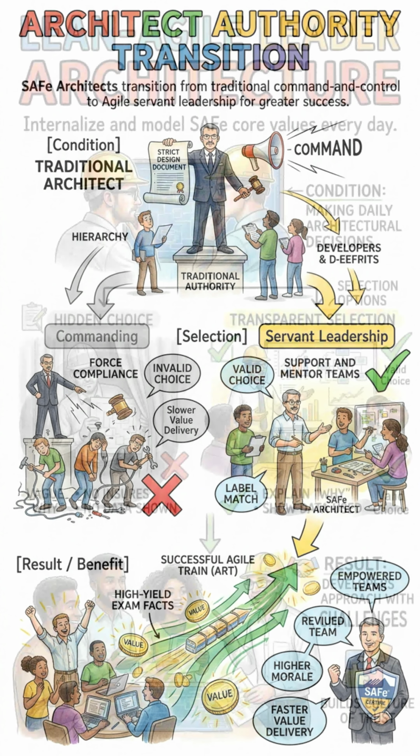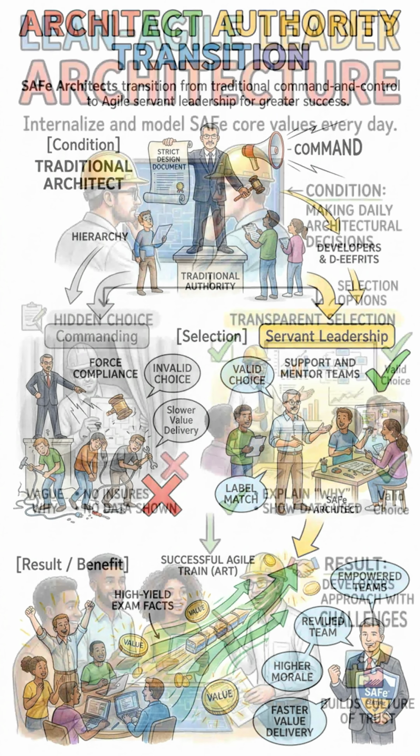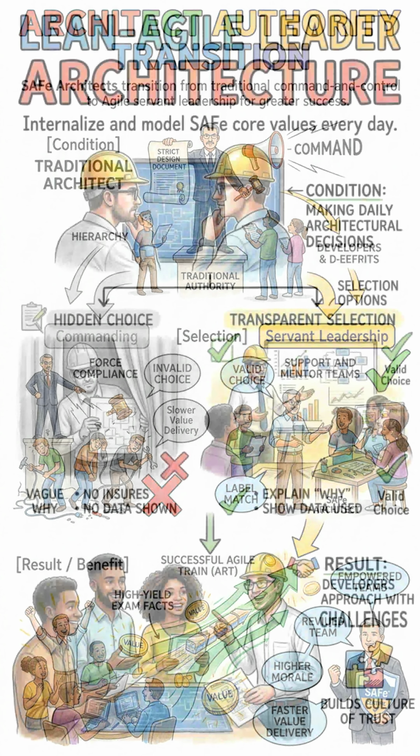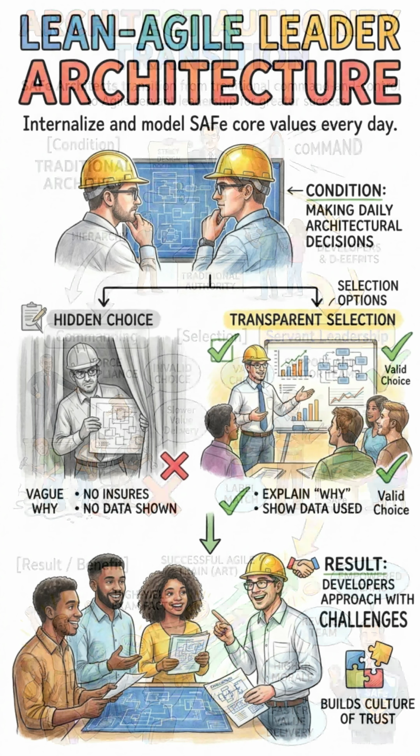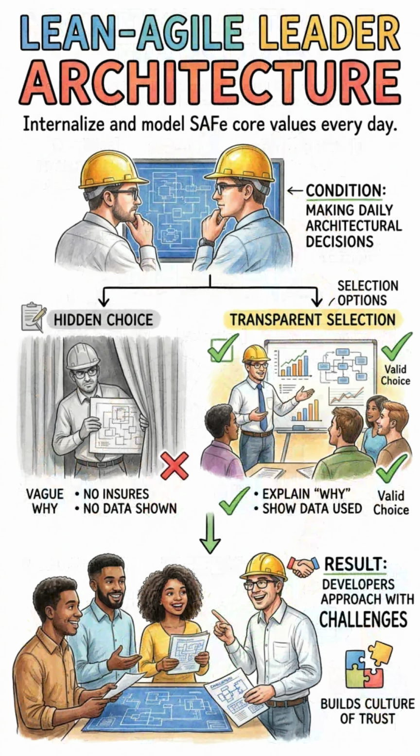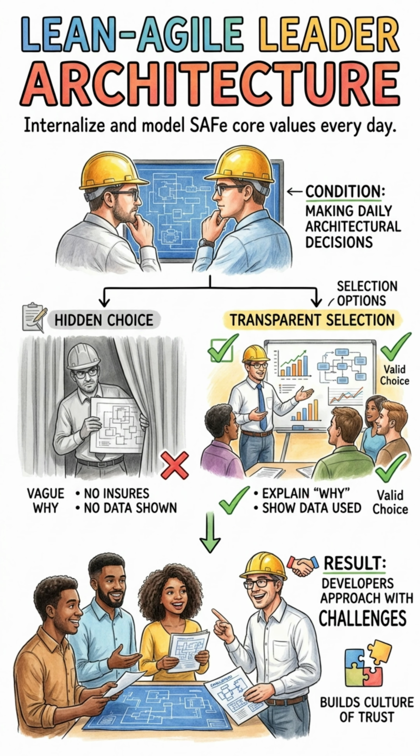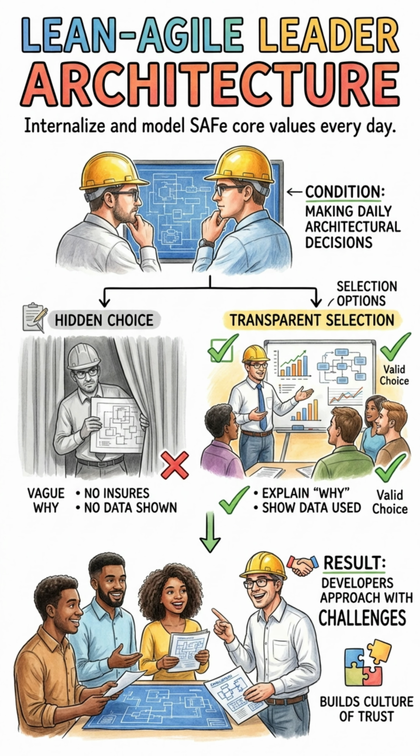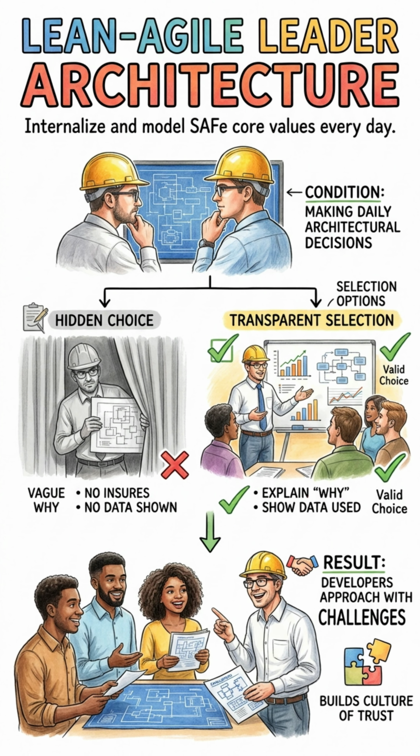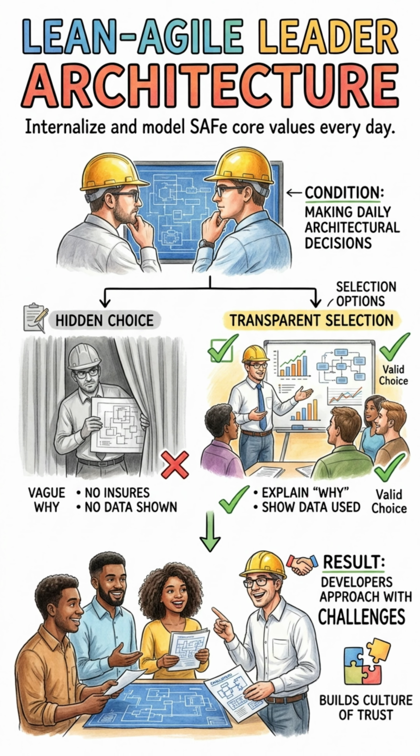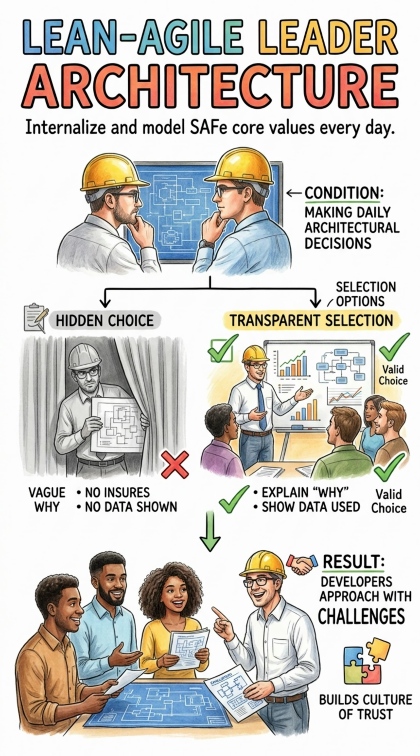Acting as a lean agile leader means you must deeply internalize and demonstrate the SAFe core values every single day. These values include alignment, transparency, respect for people, and relentless improvement. When you make architectural decisions, you must be completely transparent about why those choices were made and the data you used to make them. By modeling these behaviors yourself, you create a culture of trust where developers feel comfortable approaching you with their technical challenges.